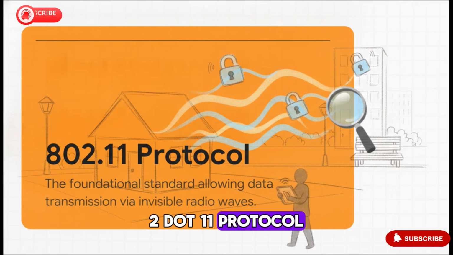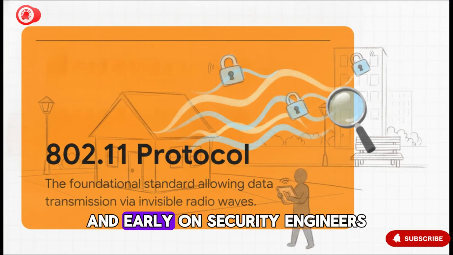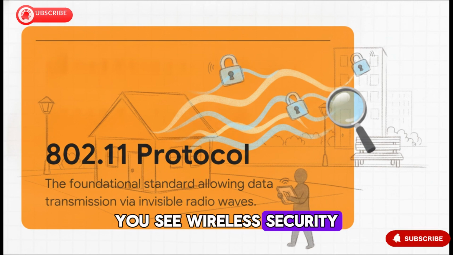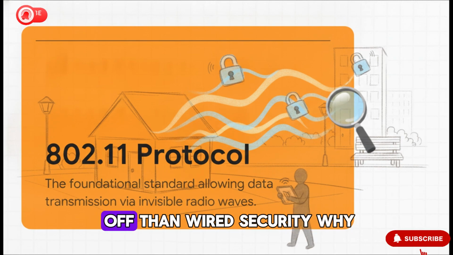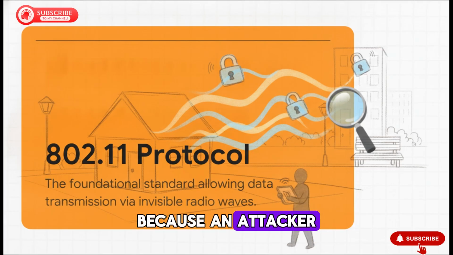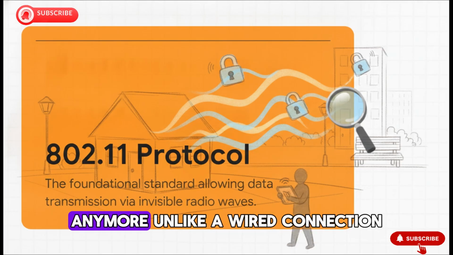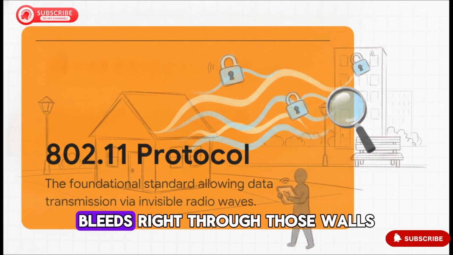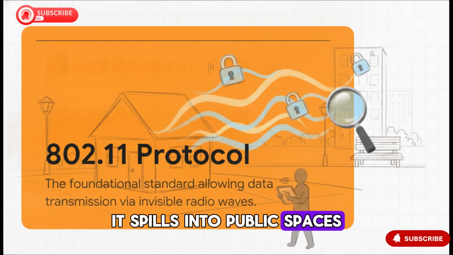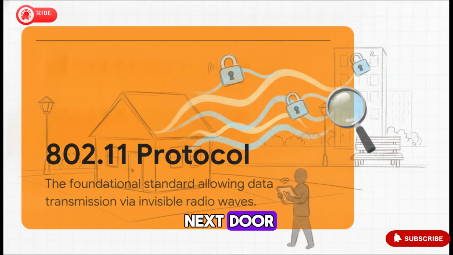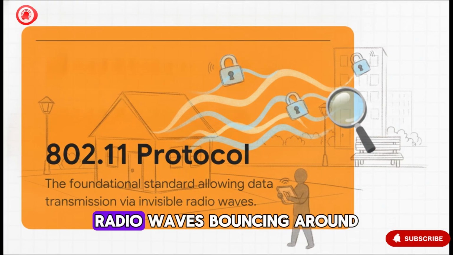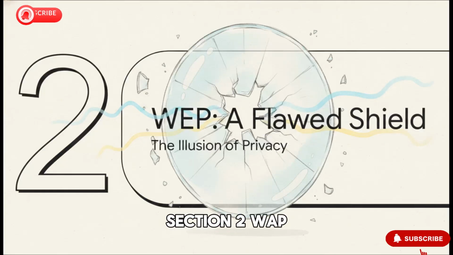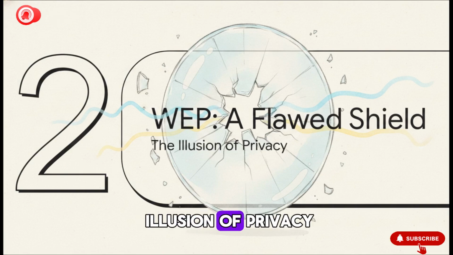Section 1. The Invisible Wireless Puzzle, Seeing the Unseen. The 802.11 protocol is basically our battlefield here, and early on, security engineers had to come to terms with a pretty harsh reality. You see, wireless security is fundamentally structurally harder to pull off than wired security. Why? Because an attacker doesn't actually need physical access to your building anymore. Unlike a wired connection safely tucked inside your walls, wireless data literally bleeds right through those walls. It spills into public spaces, out onto the street, or into the apartment next door. At its core, it's really just plain text radio waves bouncing around until we figure out a way to lock them down.